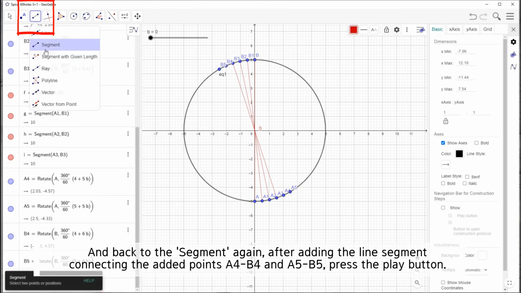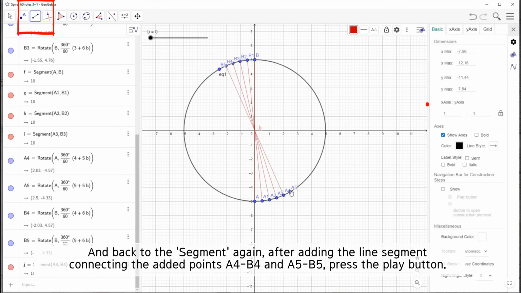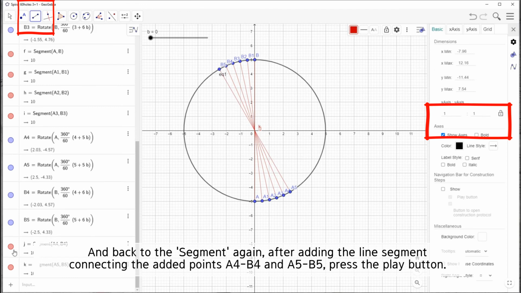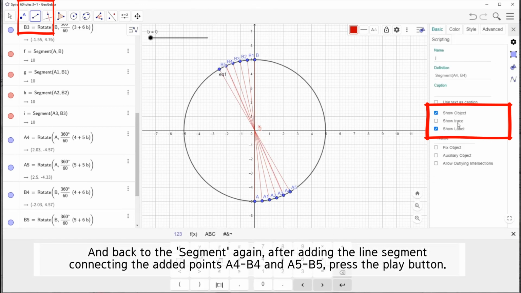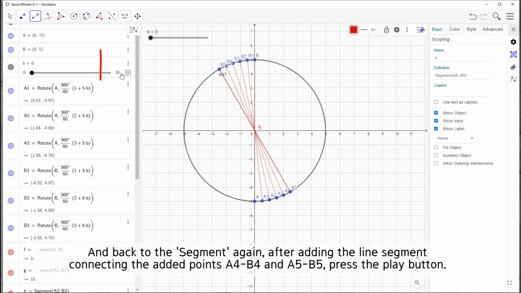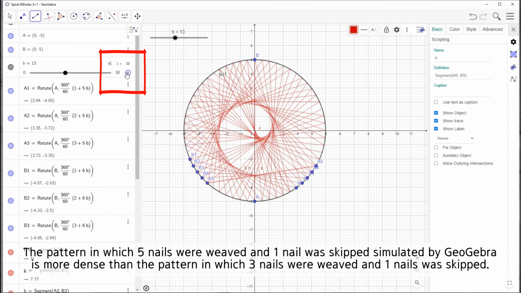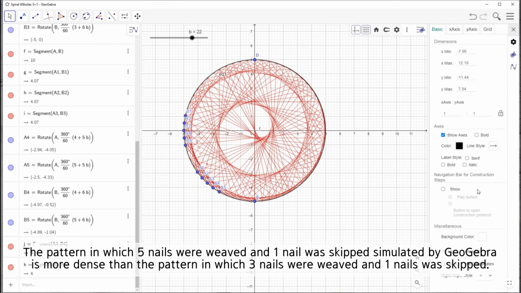And back to the segments again. After adding the line segments connecting the added points A4 and B4 and A5 and B5, press the play button for simulation. The pattern with 5 plus 1 is more dense than the pattern in which 3 nails are weaved and 1 nail is skipped. So now we can know the difference between the two patterns. It is the same spiral pattern, but its density is not the same.